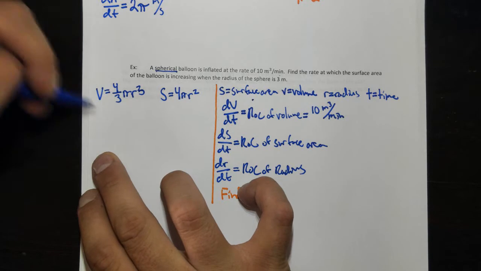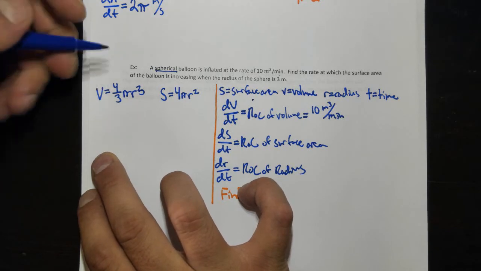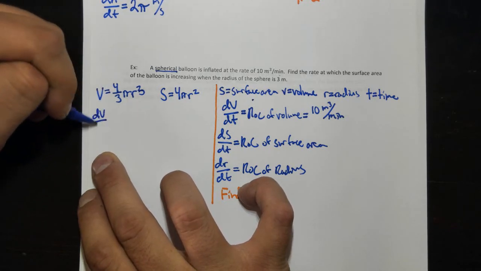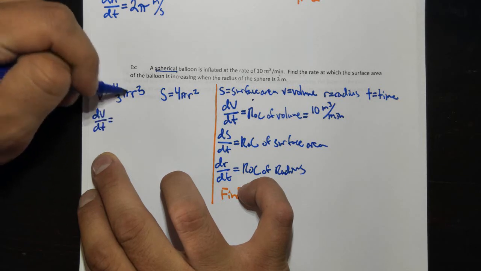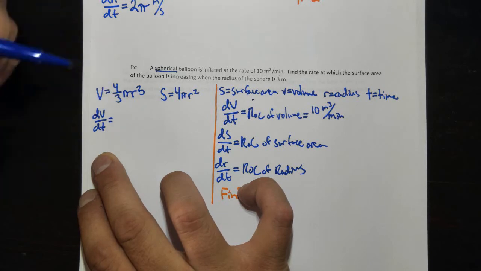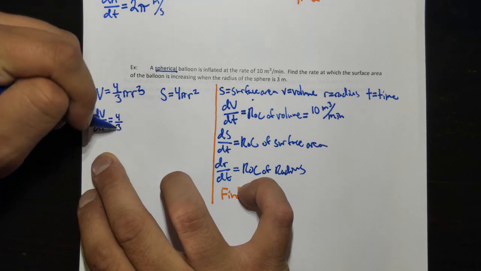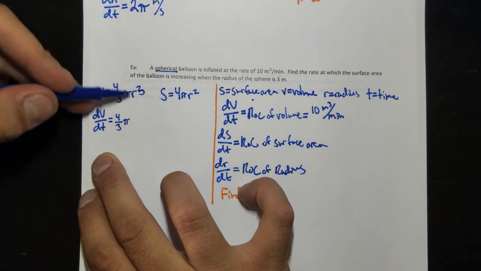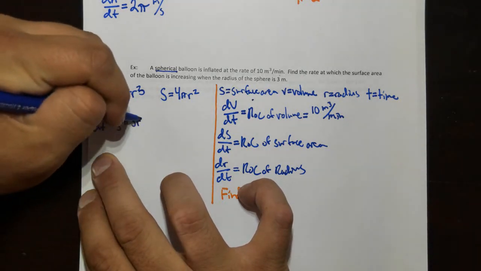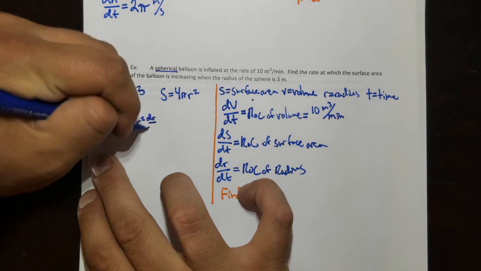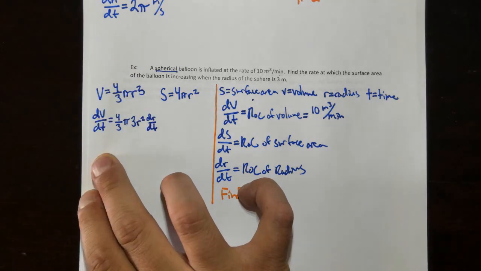This left function will be dV/dt equal to 4/3 pi. Those are constants, so we keep 4 over 3 pi. And then we need to take the derivative of r cubed. That's going to be 3r squared dr/dt.